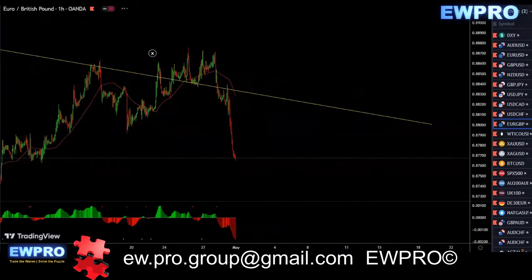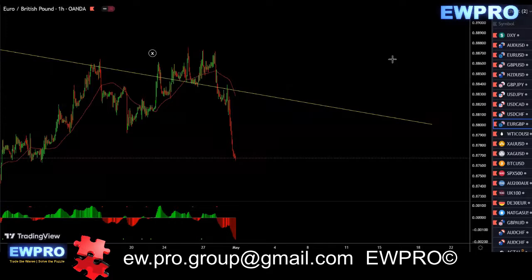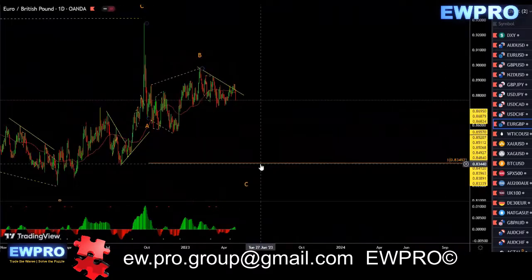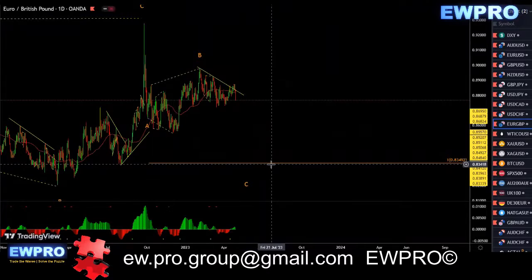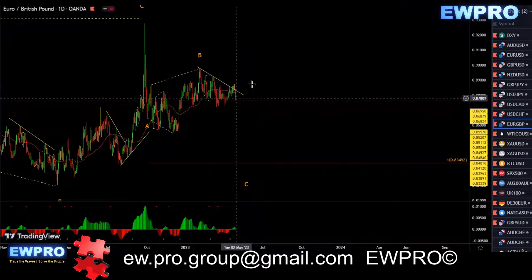This pair, we got a nice impulse down, so I'd be looking for a correction back to around the 50 fib, and then look for the downside. And ideally you'd be targeting this 100 fib here. So there is quite a bit of potential downside in it. So yeah.